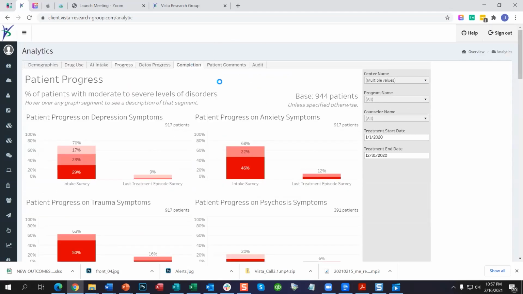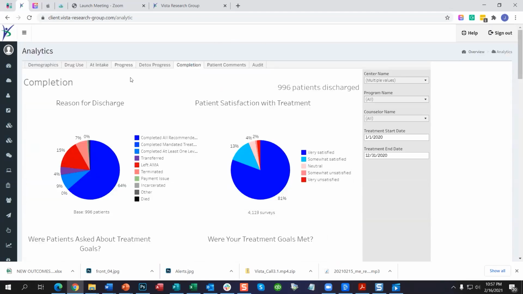You can look at program completion and see that 64% of your patients are completing all recommended treatment and another 9% completing at least one level of care. Unfortunately, 15% are leaving AMA.